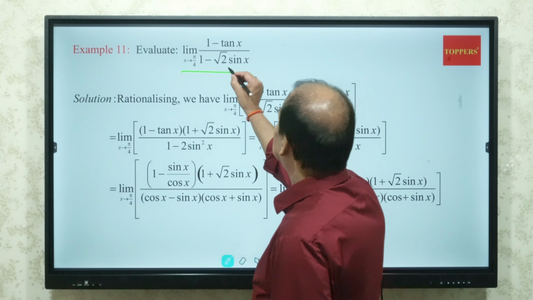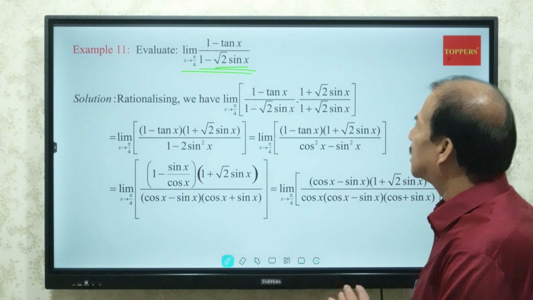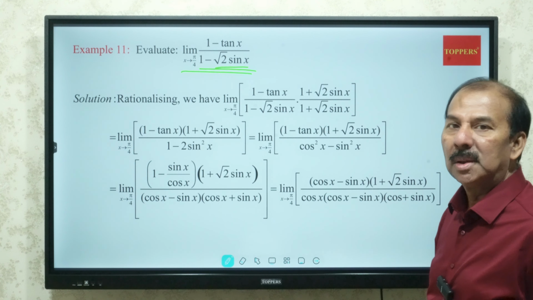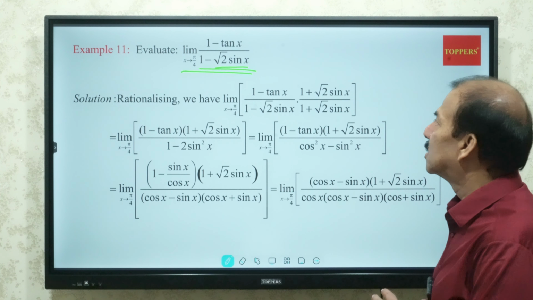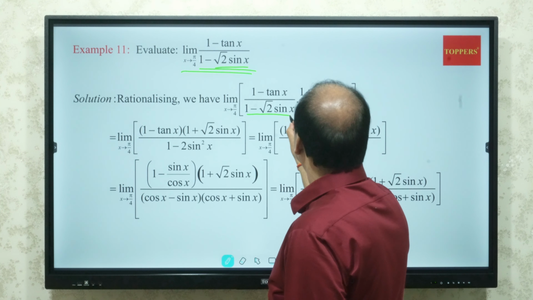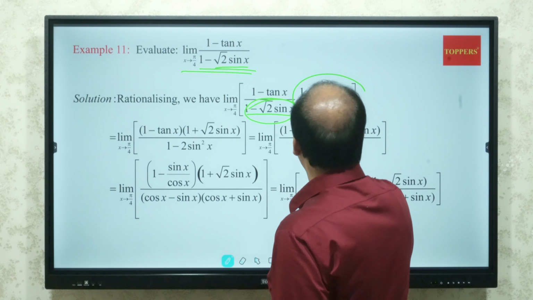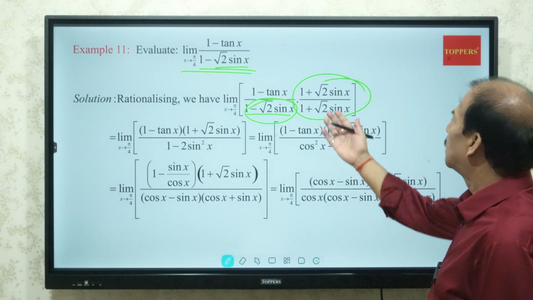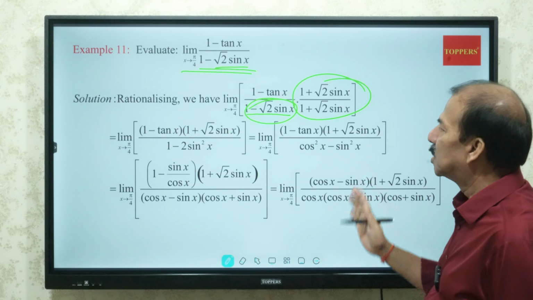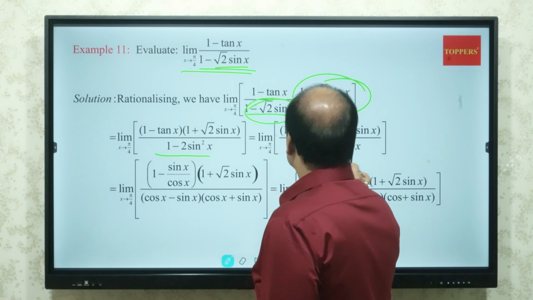So again here this part is irrational. So before doing any other operation, we will first rationalize the things. So it is 1 minus tan x divided by 1 minus root 2 sin x, multiplied by the conjugate of this in the numerator as well as denominator. So here you can see 1 plus root 2 sin x upon 1 plus root 2 sin x. So after simplification we are getting this relation.